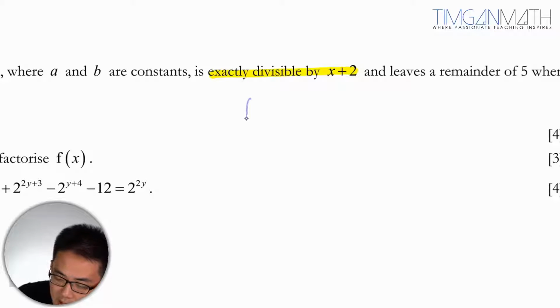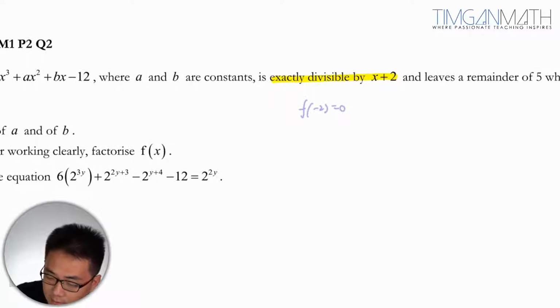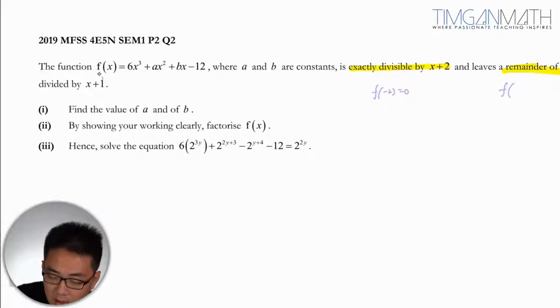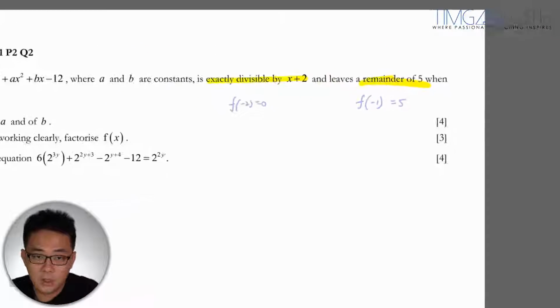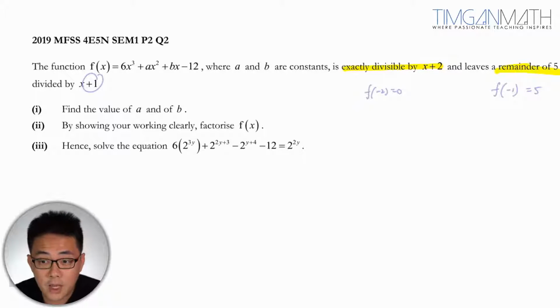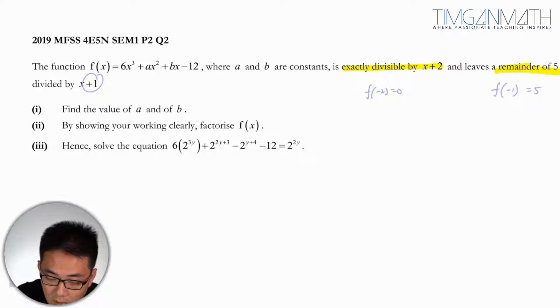This would actually be f(-2) is 0, right? And the remainder of 5, meaning to say by using the remainder theorem, we know that f(-1) would just be 5. Okay, so that's about it. So find the value of a and of b. I think that is okay.